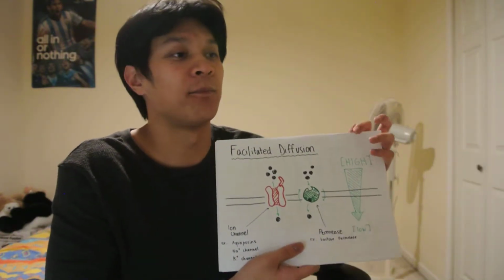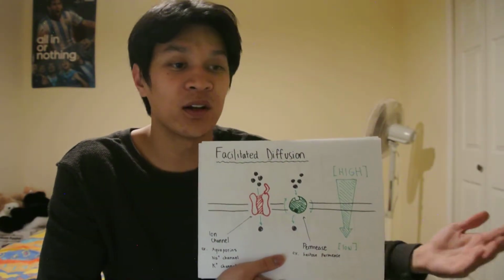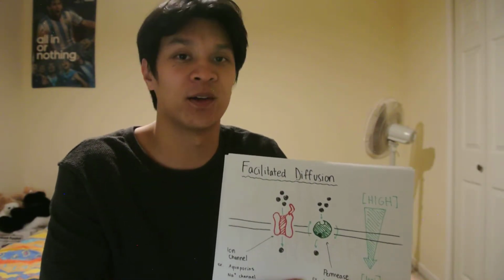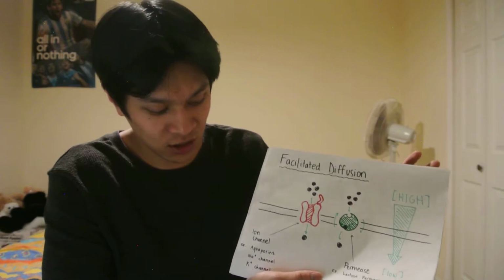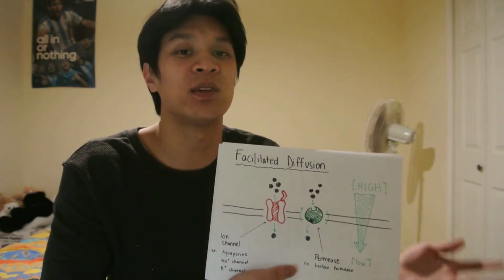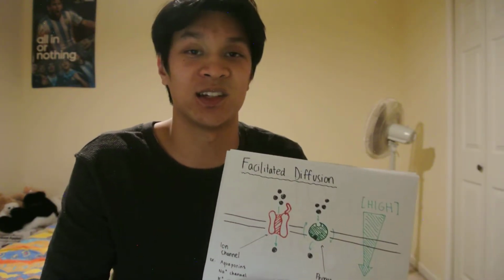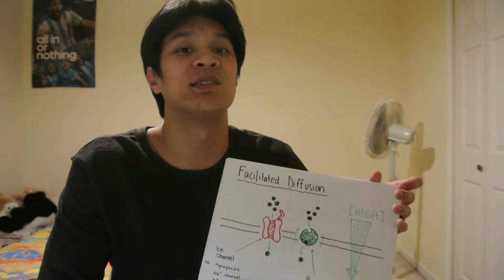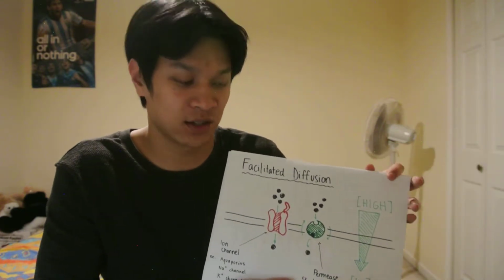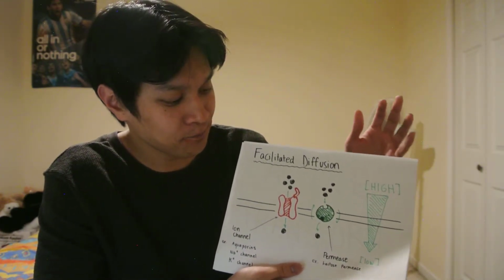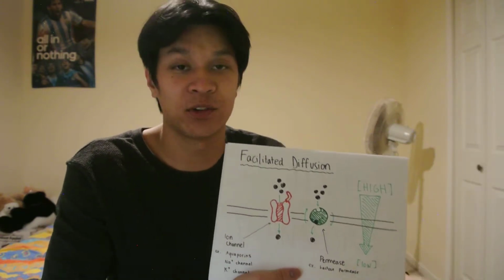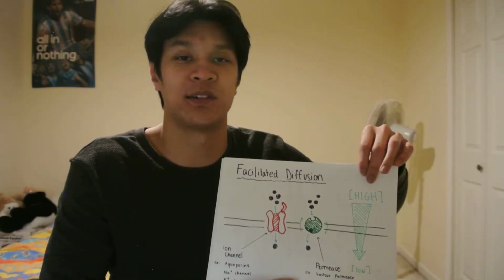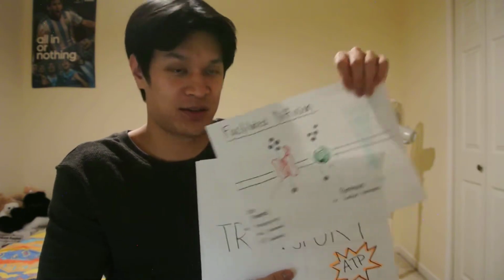Some examples of ion channels are aquaporins, they transport H2O, water, specifically. Sodium channels, potassium channels, these are in great amounts in your typical cell demonstration. And an example of permease is the lactose permease, for your information.